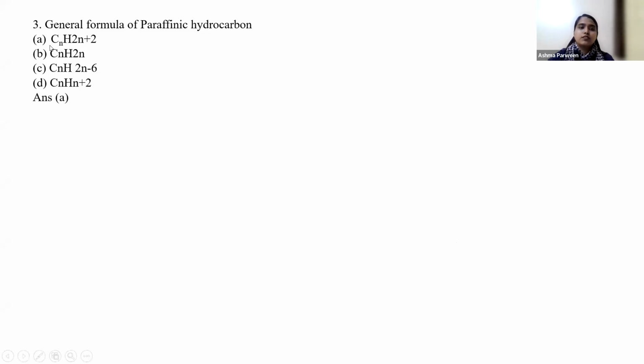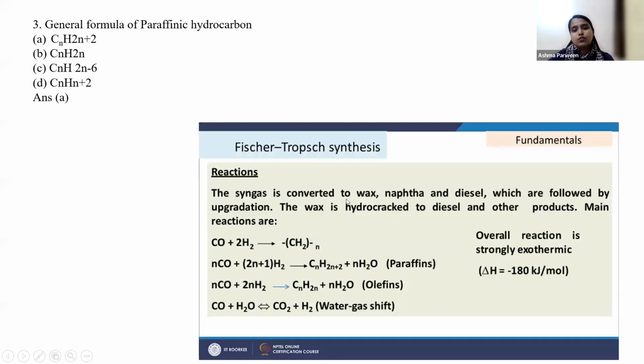So the correct answer is A, CnH2n+2. It is also a direct question from the slide. Here it is given for paraffin. The general chemical formula is CnH2n+2. So we'll move to the next question.